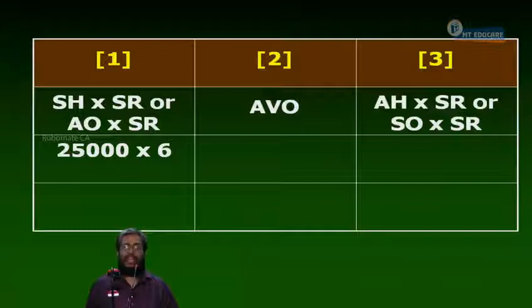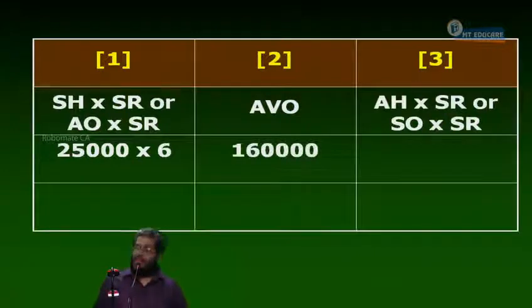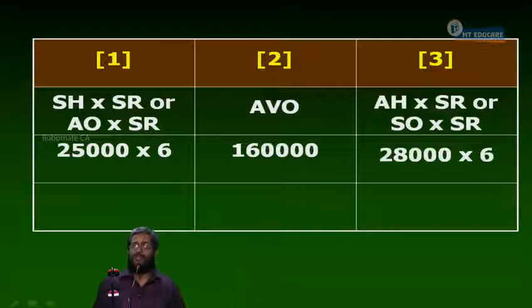AVO. What are the actual variable overheads? Look at the problem, they are given in the last line. They say, however, variable overheads incurred amounted to 1,60,000 rupees. AVO is 1,60,000. They have given AH as well as SO. SO is 28,000 units, into SR of 6 per unit.